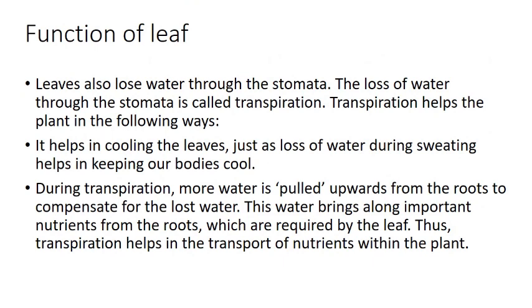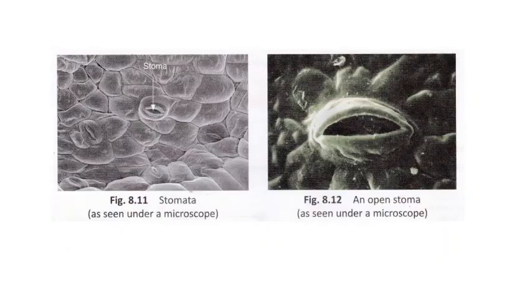Transpiration helps the plants in the following ways. It helps in cooling the leaves, just as loss of water during sweating helps in keeping our bodies cool. During transpiration, more water is pulled upward from the roots to compensate for the lost water. This water brings along important nutrients from the roots which are required by the leaf. This transpiration helps in the transport of nutrients within the plant. In this diagram, you can see stomata.